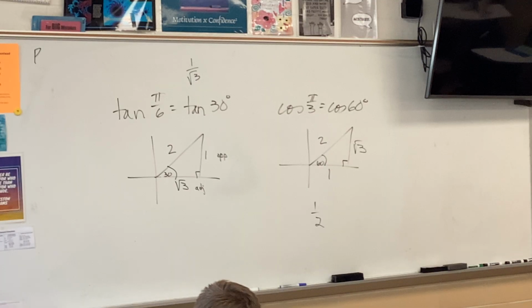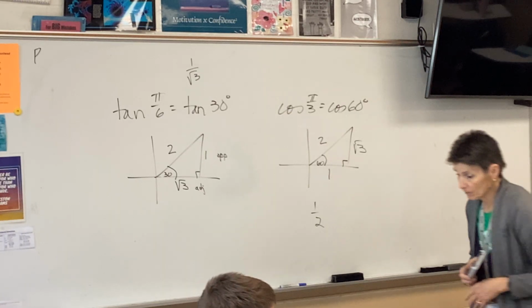How do you do a secant on your calculator? 1 divided by cosine. Are you starting to see how much there is to memorize? There's a lot you have to remember. It's easy, but you have to remember it. All right, so that's the first one.